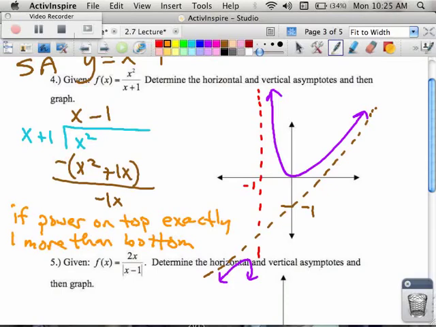So if the top was an x to the 5th and the bottom was an x to the 4th for the biggest powers, top and bottom, same kind of deal. So when it's exactly 1 difference, there's going to be a slant asymptote, not a horizontal. Slant, not a horizontal. Slant asymptote, not horizontal.